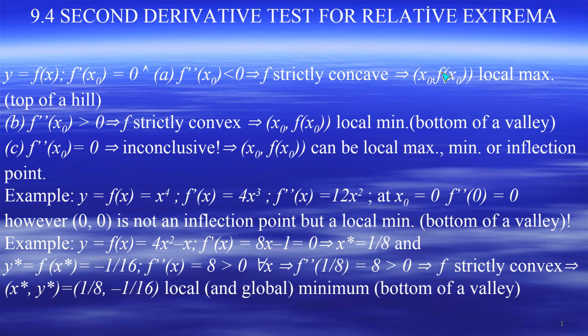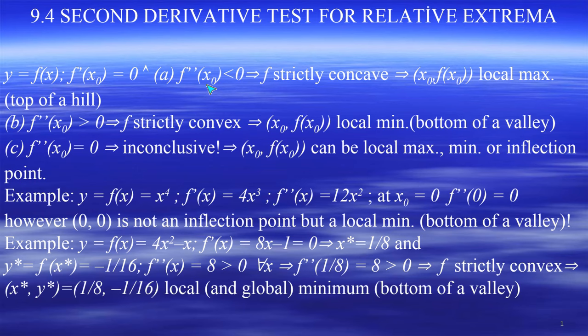So, we have a function y equals f of x, which is a primitive function. And then we find its stationary values by taking its first derivative and equating it to zero. And afterwards, we check the sign of the second derivative of this function.